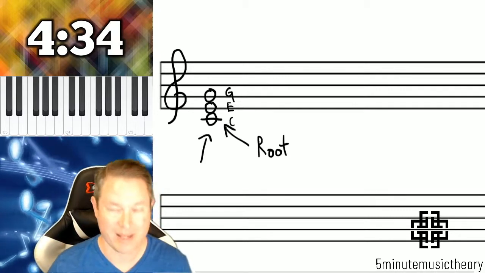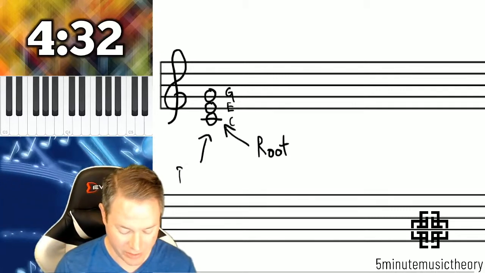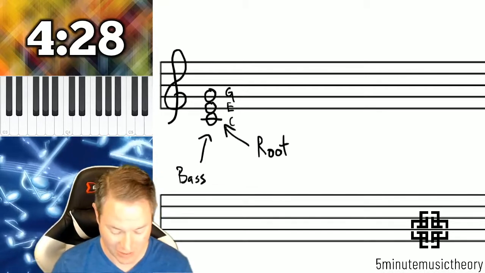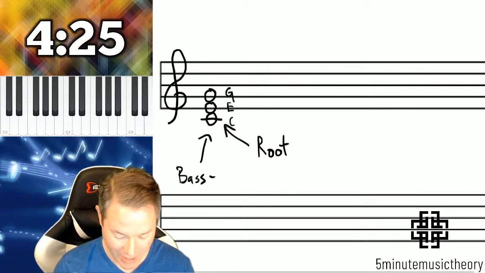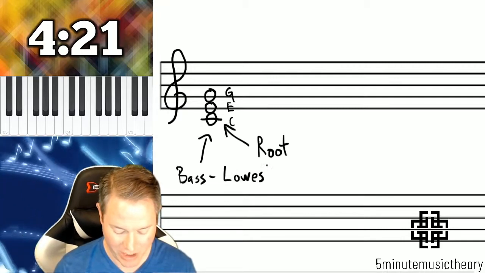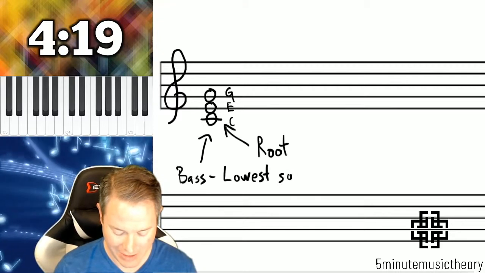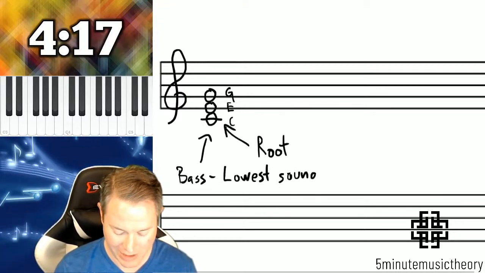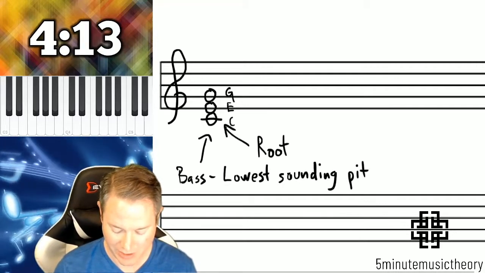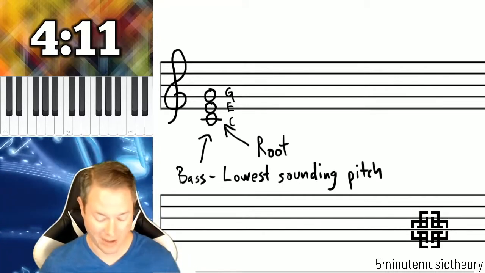In this position, the way that I've written it on the staff, C is also what's known as the bass, which is B-A-S-S. It looks like the word bass, but it's pronounced bass. The definition of bass is the lowest sounding pitch in a chord. And it can be in any voice, it can be in any instrument, just as long as it's the lowest sounding pitch contained within that chord.